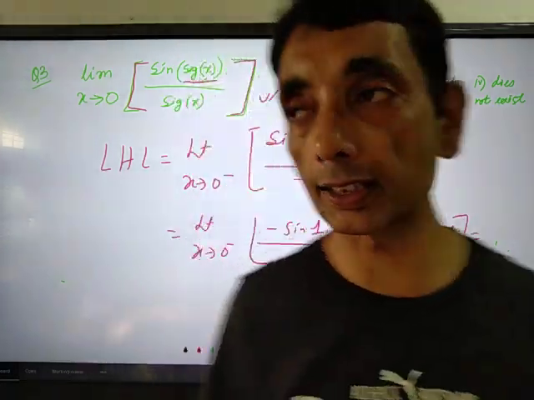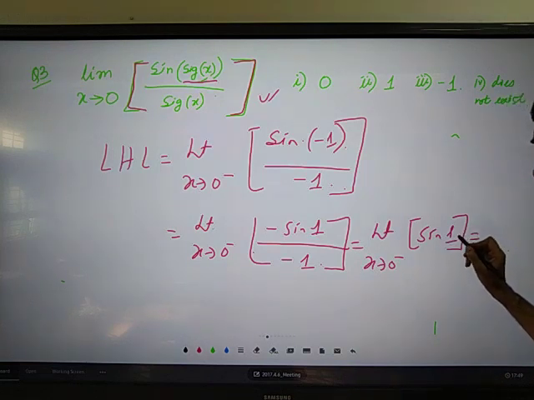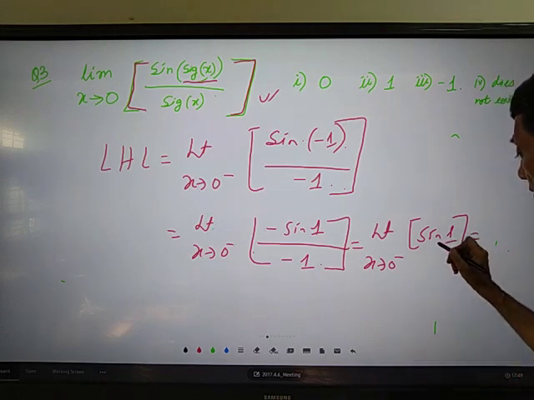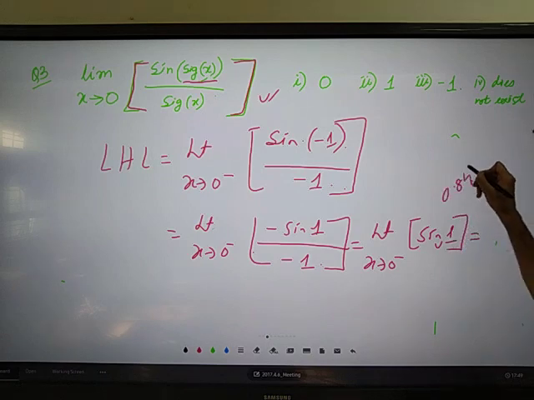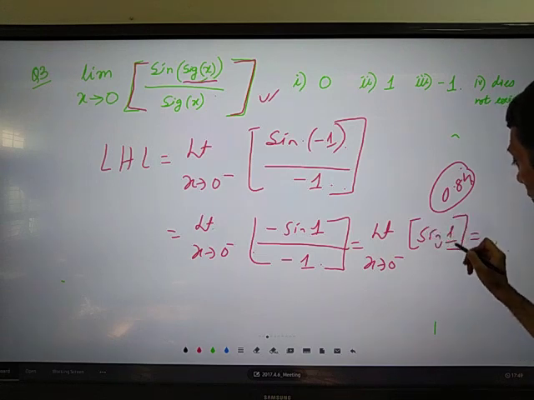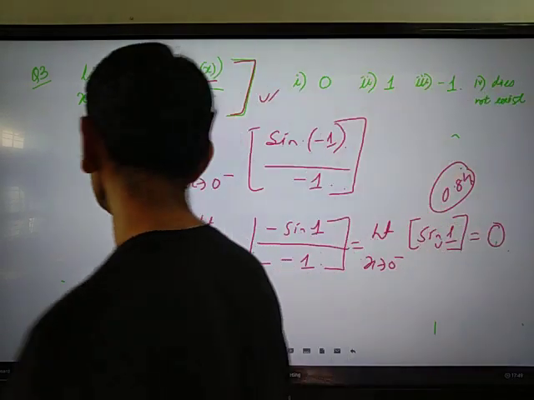The greatest integer value function of sine 1. So sine 1 radian is approximately sine 57 degrees, so this value obviously will lie between 0 and 1. The approximate value is 0.84. Now, what is the greatest integer value function of this particular value? It is equal to 0. So the left hand limit is equal to 0.